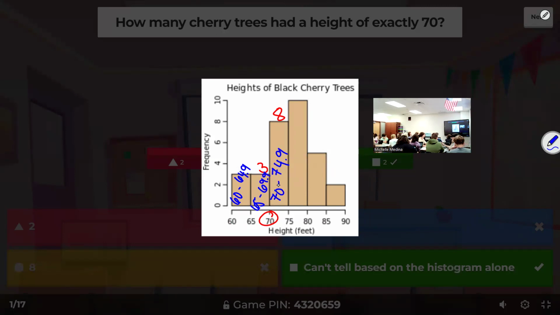But they could also be represented this way too. And the thing is with histograms, you can't tell exactly how many of these 8 were 70. Histograms don't show you that. They just show you how many fall within a certain interval. Does that make sense? Okay.